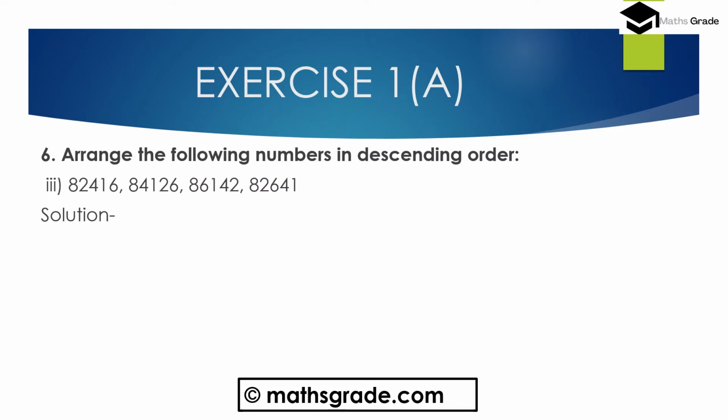Now question number 4b. The numbers are 82,416, 84,126, 86,142 and 82,641. We have to arrange these numbers in descending order, that is in decreasing order, from the biggest to the smallest number. All these numbers are 5-digit numbers.